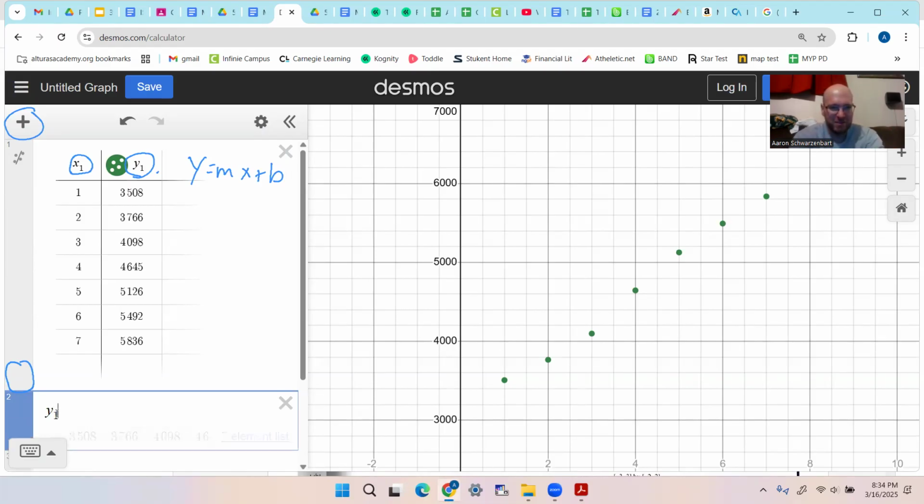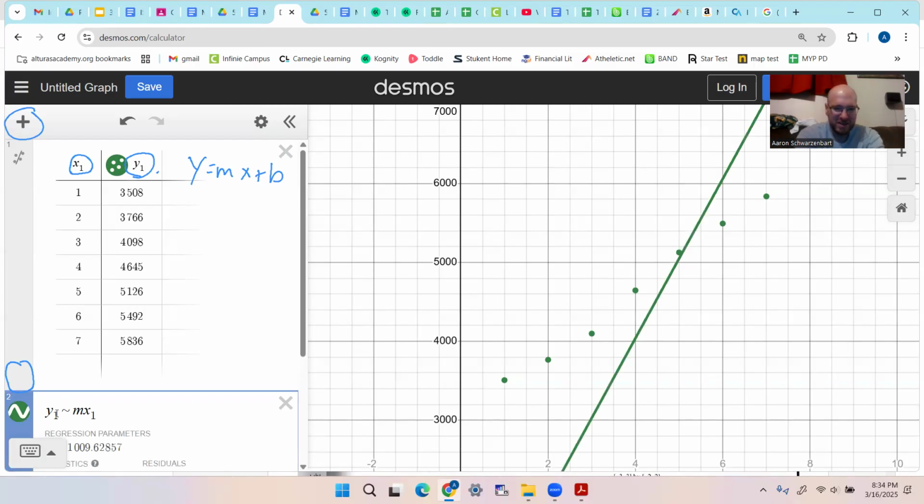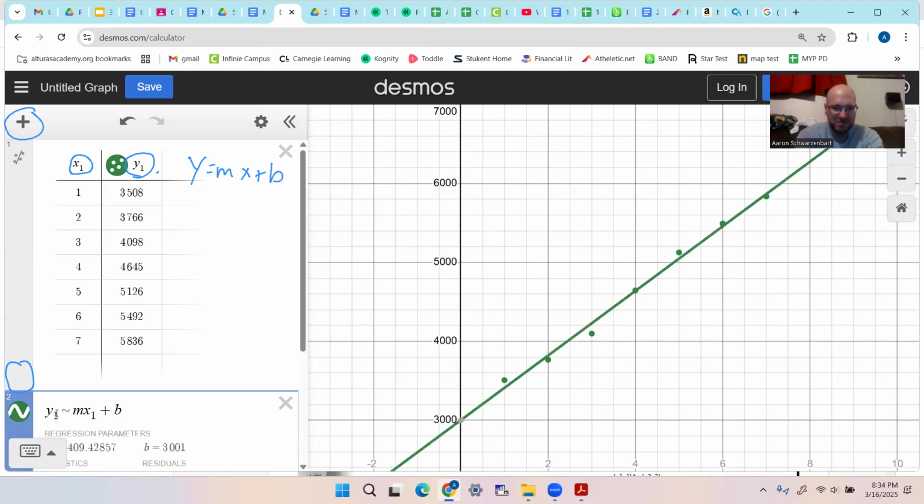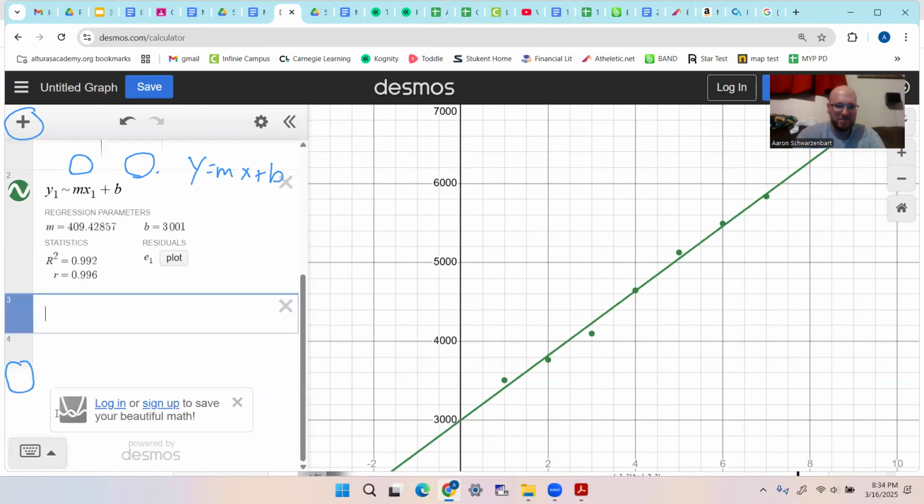Instead of y, I'm just going to type y1. You don't have to do anything special to get the subscript. I literally type y followed by a 1. I'm going to do this tilde, which is shift of the key next to 1. m x1. Again, I didn't have to do anything special to get that subscript. I just typed an x followed by a 1, plus b. Okay. And what does it tell me? It tells me an m and a b.